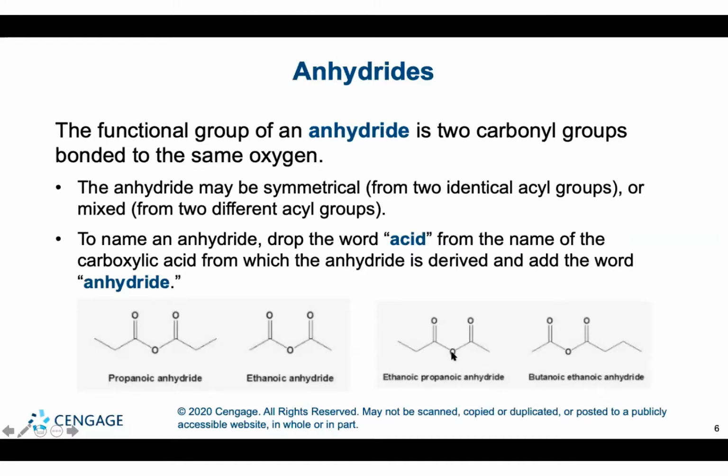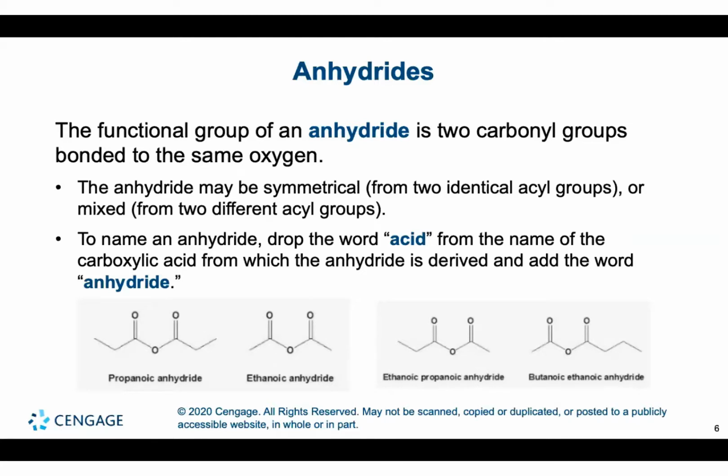Make sure that anhydride means oxygen with a carbonyl group on the two sides. Here, oxygen, carbonyl group on both sides. Oxygen, carbonyl group on both sides. This is anhydride. The same here. You see that here, the two sides are different, so it's going to be butanoic ethanoic anhydride. So make sure you write them down alphabetically.